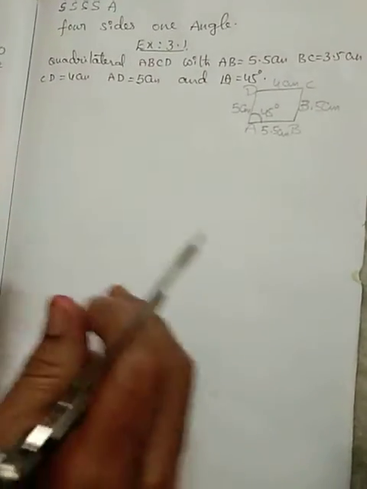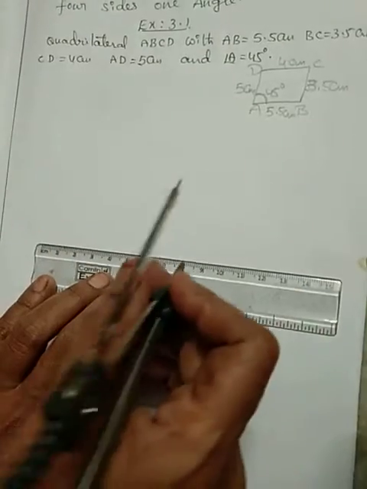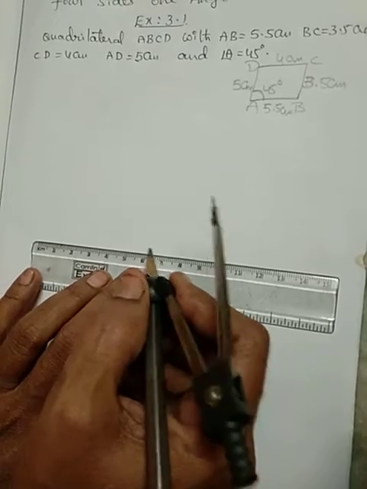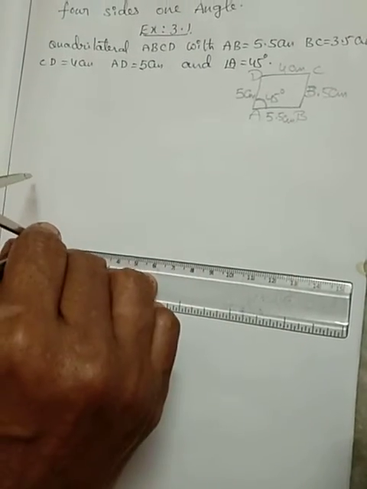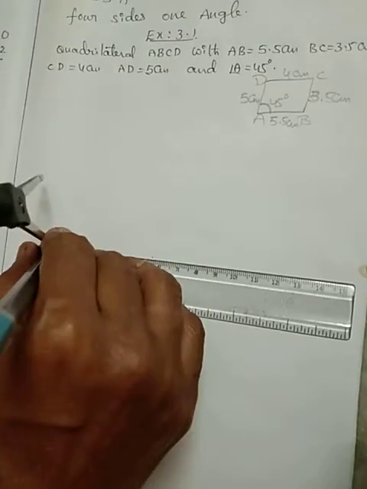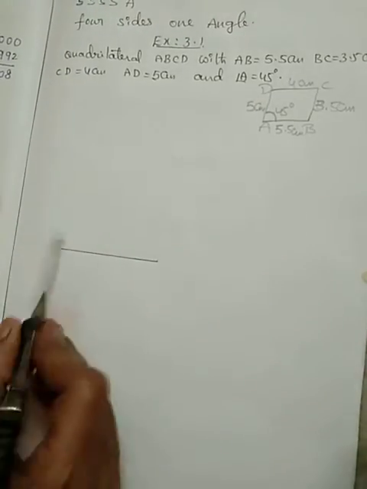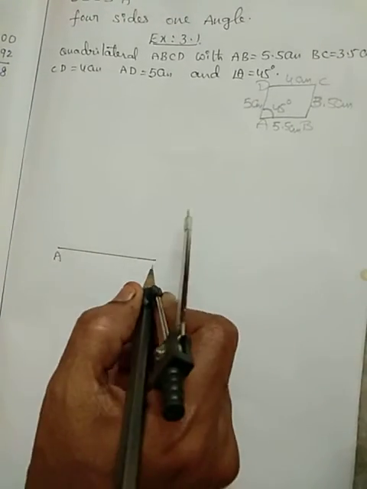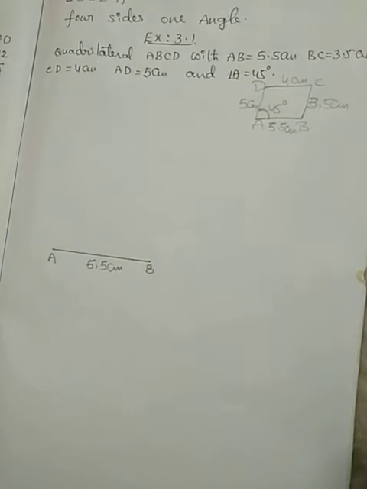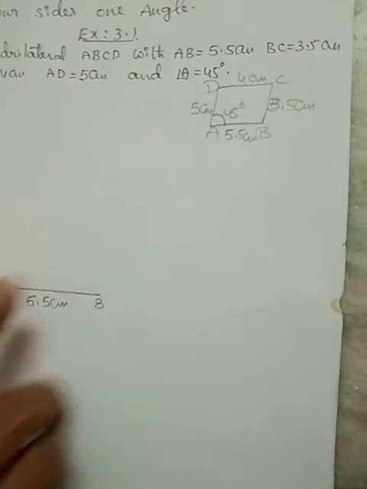First, draw the base of the quadrilateral with the help of a scale. Our quadrilateral base is AB, which is equal to 5.5 centimeters. Now I am drawing this with the help of a ruler, 5.5 centimeters. Now this is AB, 5.5 centimeters, and the next step is to put an angle of 45 degrees at A.